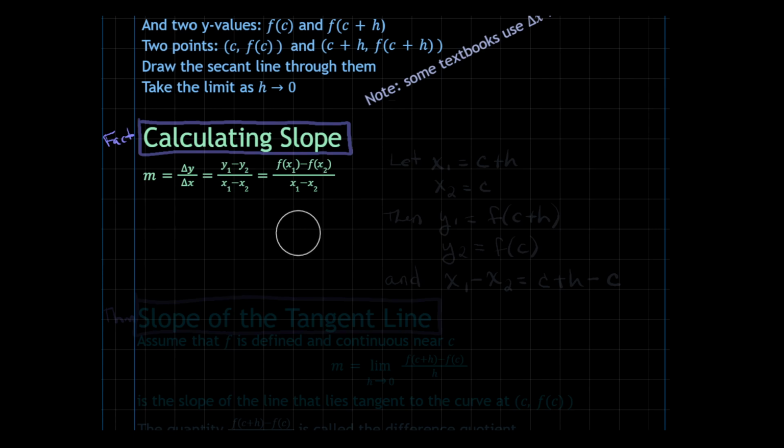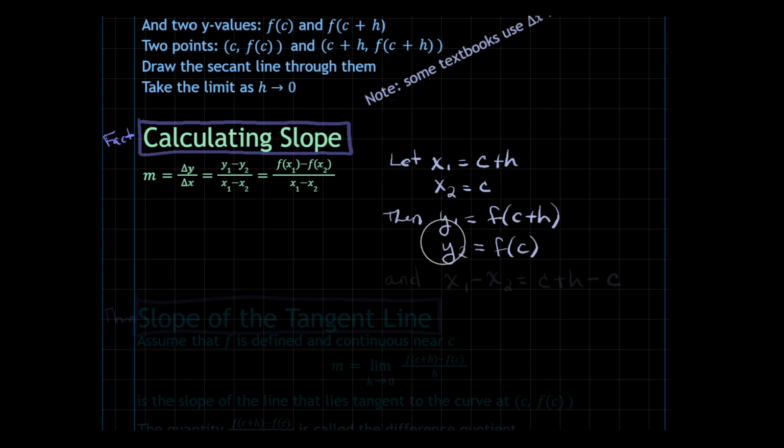All right? And now we're going to choose these carefully. We're going to say x1 is going to be c plus h. x2 is going to be c. Then we get our y values by evaluating. And then something nice happens in the denominator as well. x1 minus x2 is c plus h minus c. And then those c's will cancel, so that denominator is just h.